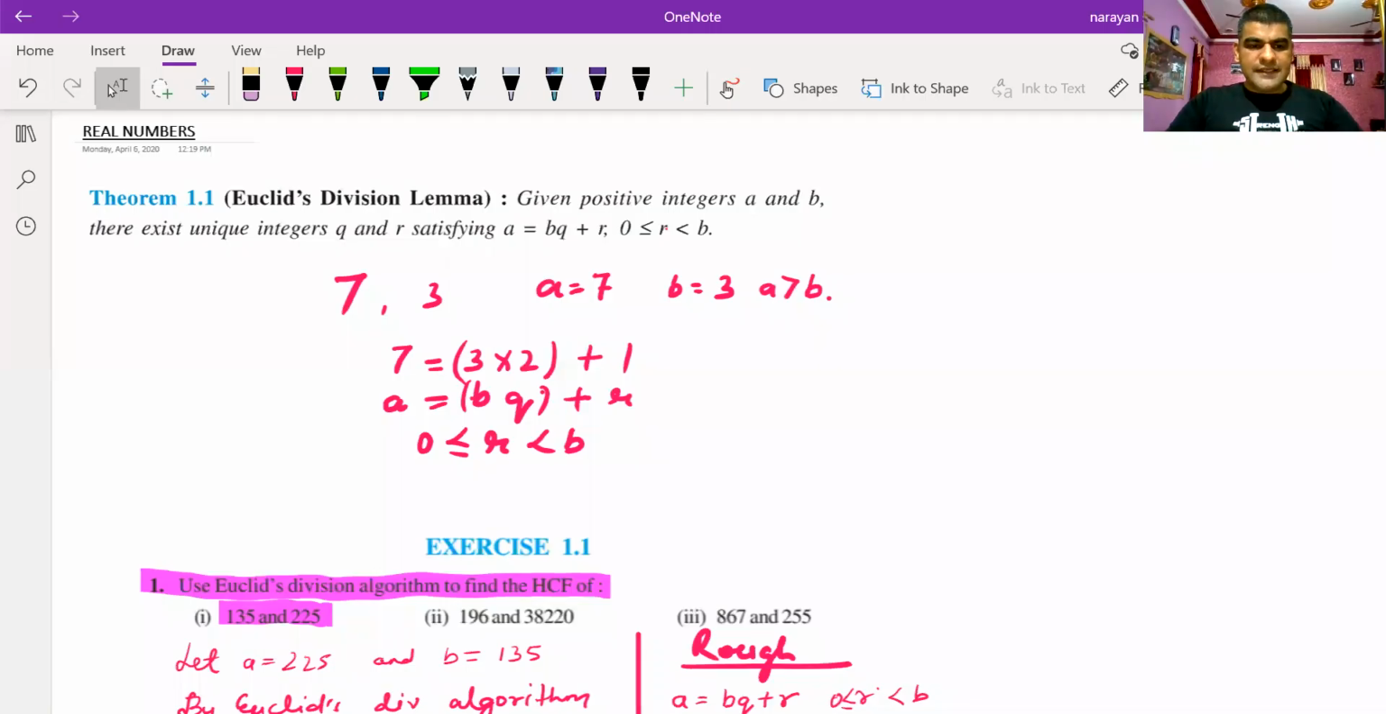Yes, children, you can see that the first topic is Euclid's division lemma. What is Euclid's division lemma? Given two positive numbers, a and b, there exist unique integers q and r satisfying a = bq + r, where r lies between 0 and b. That means r is greater than or equal to 0 and less than b.